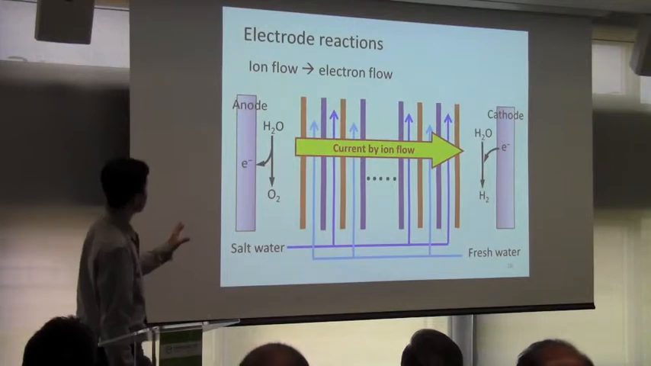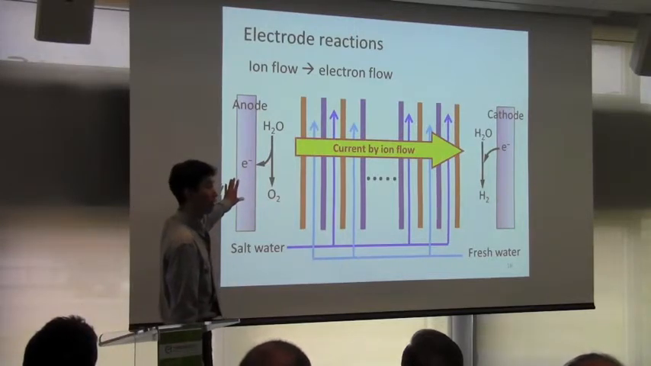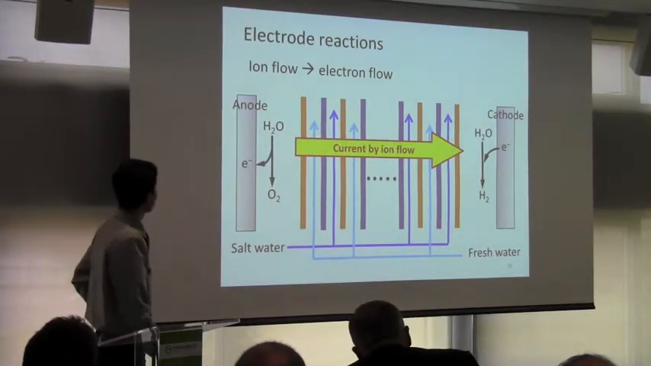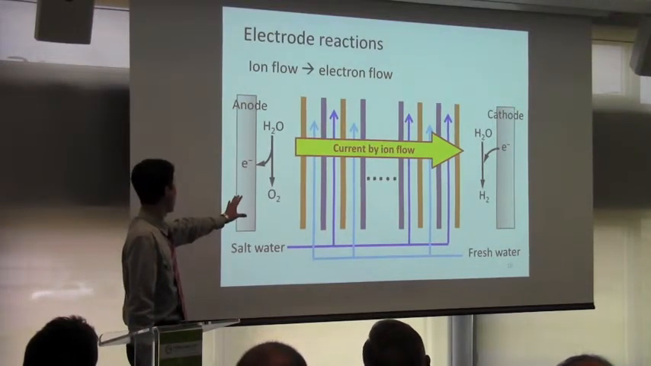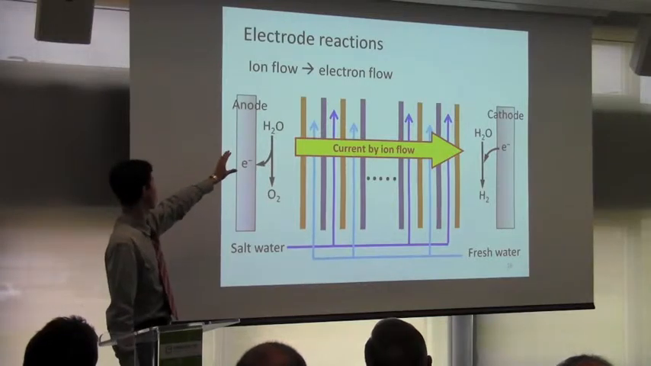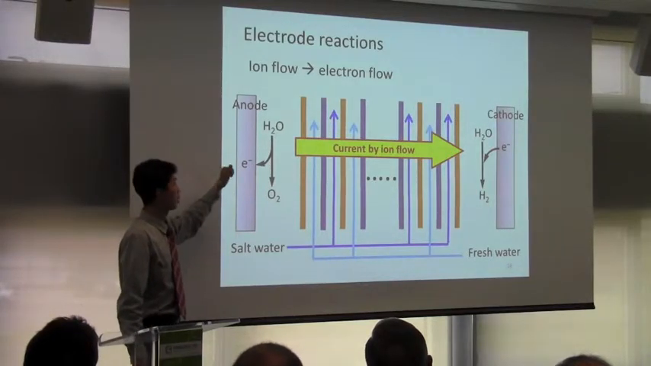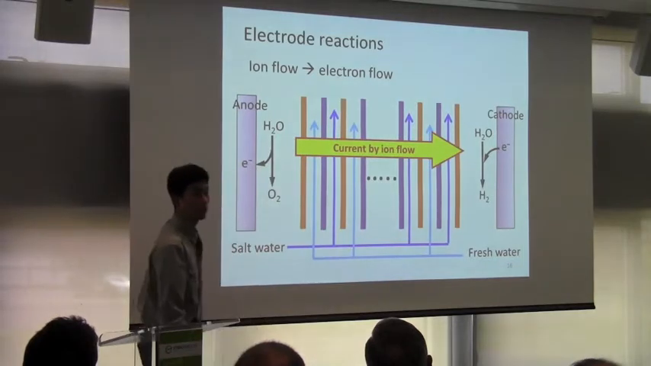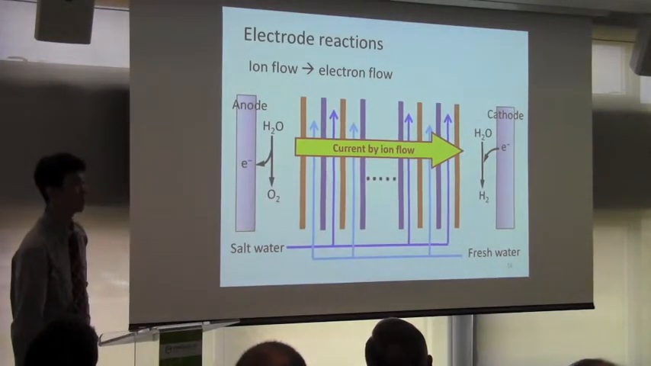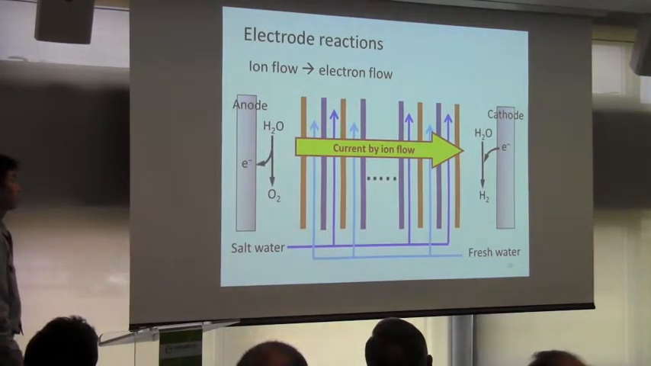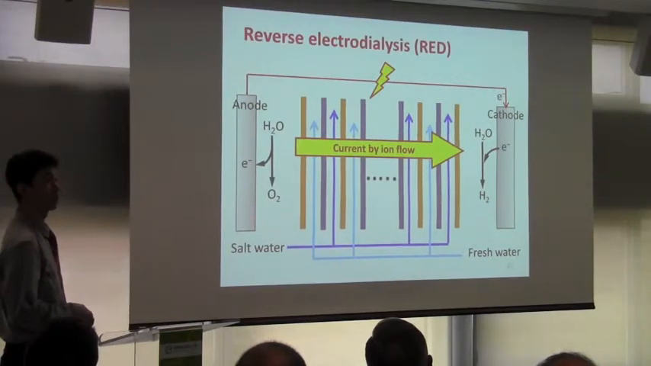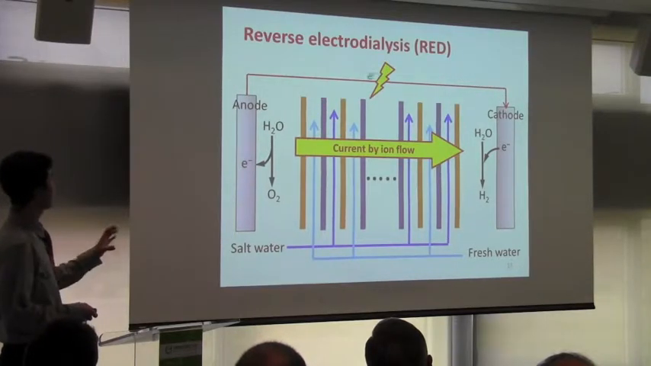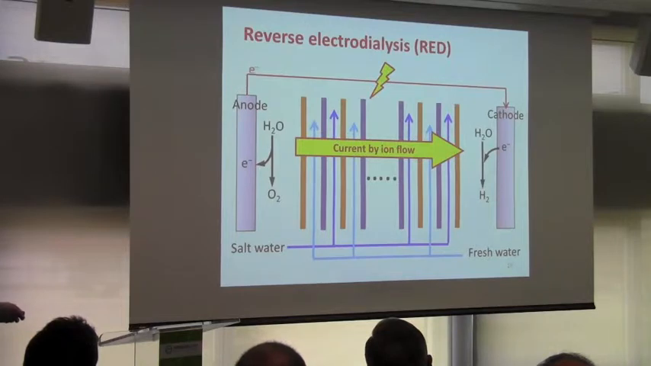For example, we have an anode on the left-hand side and a cathode on the right. At the anode, we drive an oxidation reaction, for example water oxidation into oxygen gas. Through this oxidation reaction, we gain electrons. On the other hand, at the cathode, we have a water reduction reaction involving hydrogen gas, and we can dump electrons into this reaction. So if we connect anode and cathode, we can generate electron flow, generating electricity. This idea is called reverse electrodialysis, or RED.